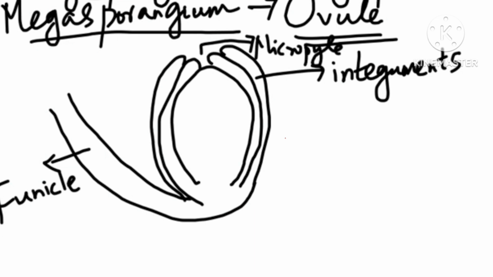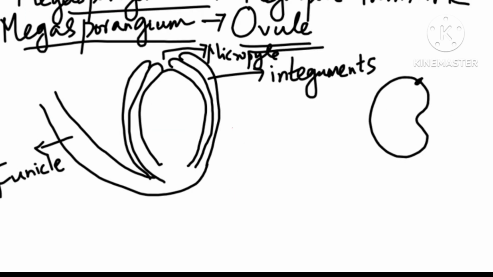Later, when this ovule will become a seed, this micropyle opening allows oxygen and water to enter and helps the seed to germinate. That is later. At present, micropyle will remain like this as an opening where integuments are not covering.